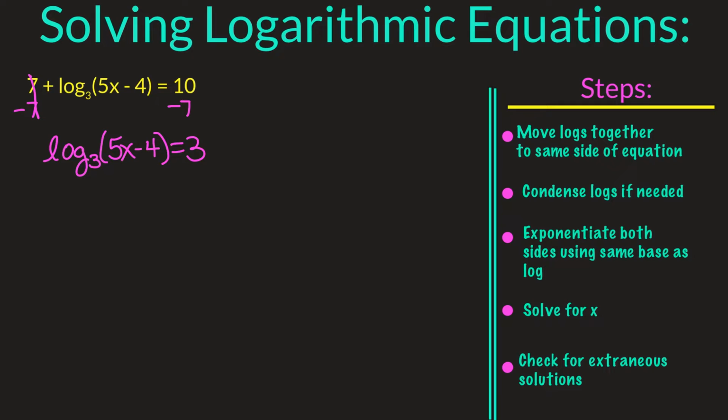We're going to take the base of that log and put it up to the exponent. So now we've got 3 to the log base 3 of 5x minus 4. We're going to do that on both sides, so we're going to put the base of 3 on the right side as well. Because exponents and logs are inverses of each other, these are going to cancel. So you're just going to have 5x minus 4 equals 3 to the third power, and 3 to the third power is equal to 27. So we're going to set it equal to 27.